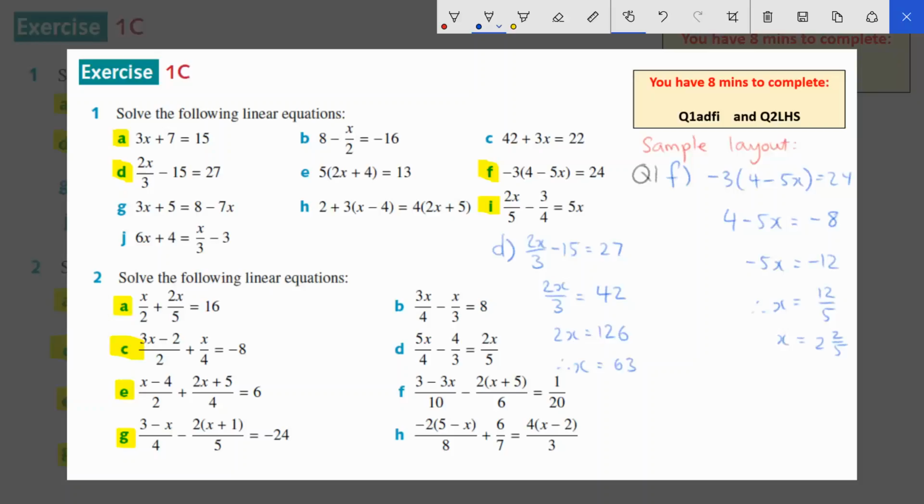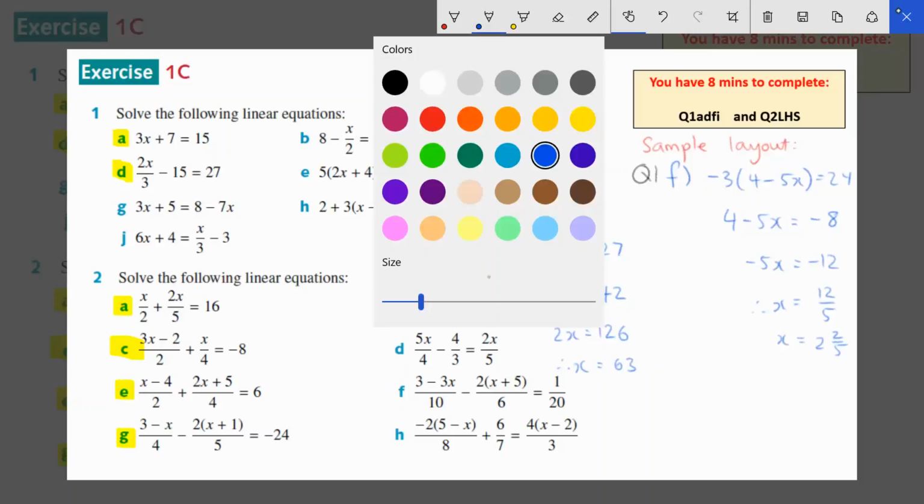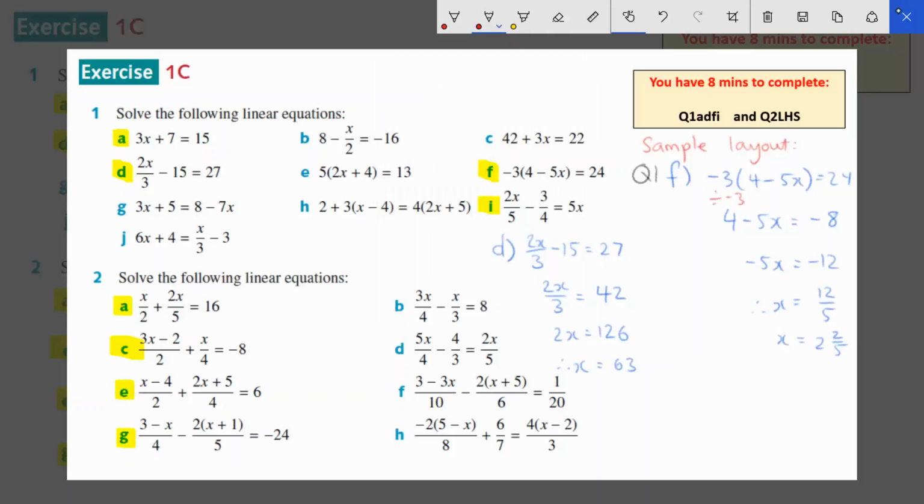For question F, there's multiple ways of doing it. I like to just divide it. So divide the 3 on both sides first. So divide -3 divided by -3, because that's a times symbol there. So -3 divided by -3 is 1. And that just works nicer for me.